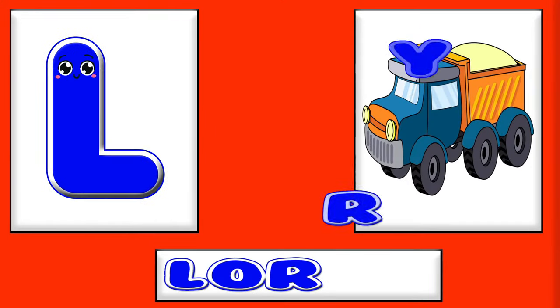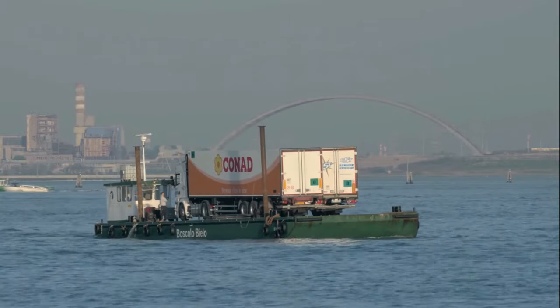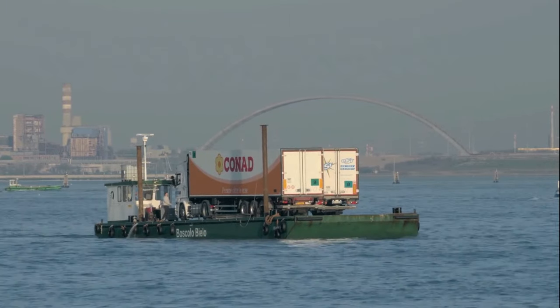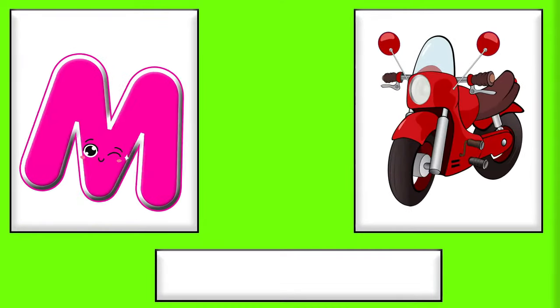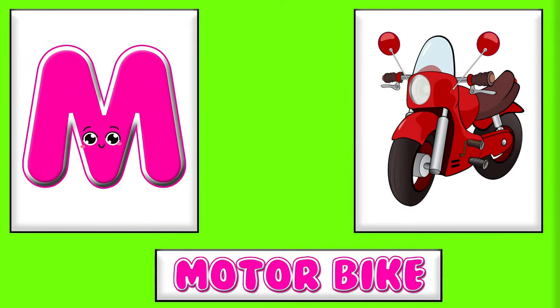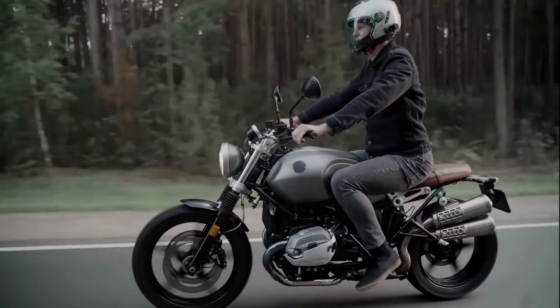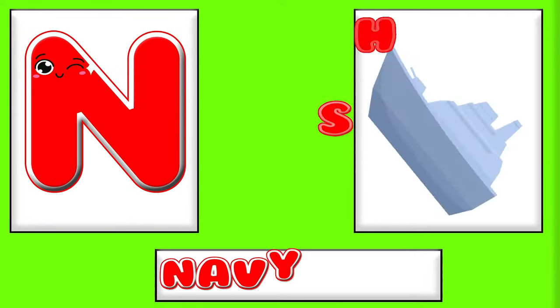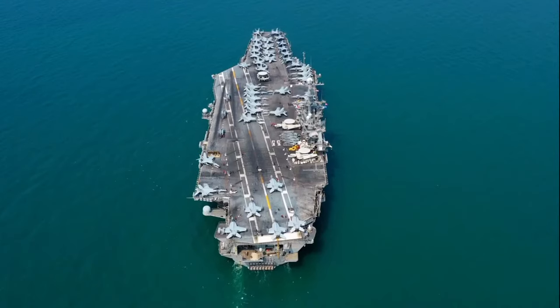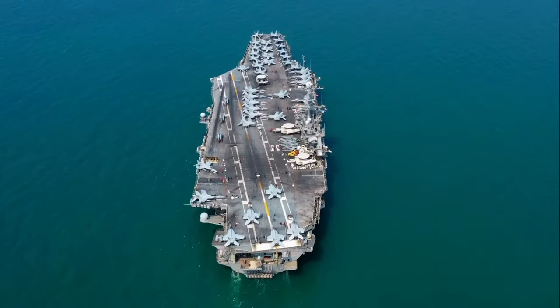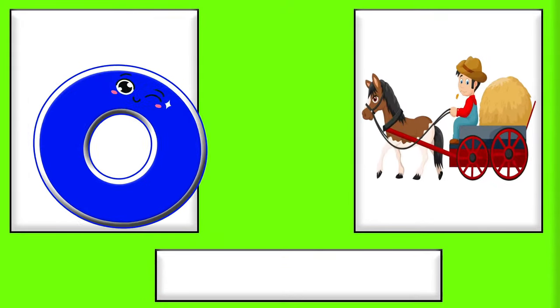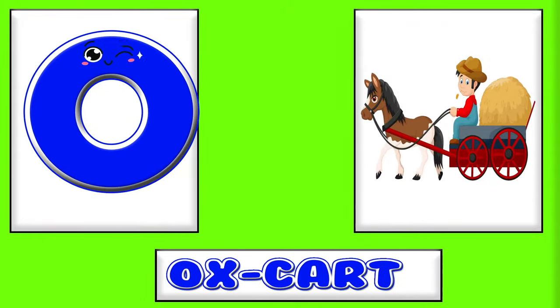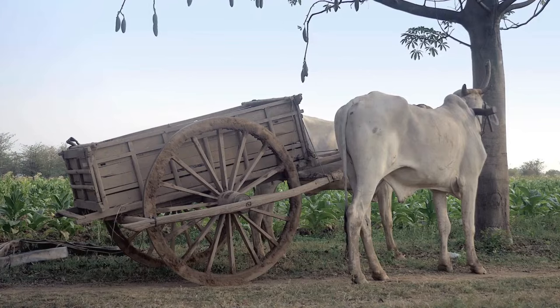L is for lorry, l l lorry. M is for motorbike, m m motorbike. N is for navy ship, n n navy ship. O is for ox cart, o o ox cart.